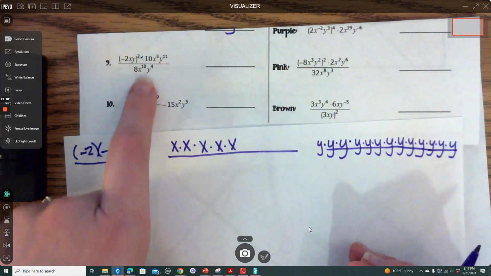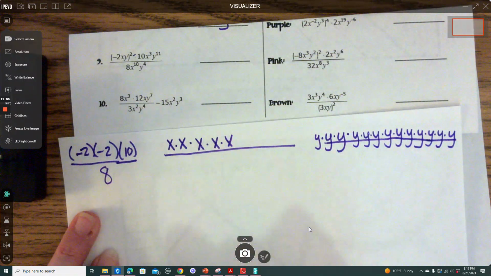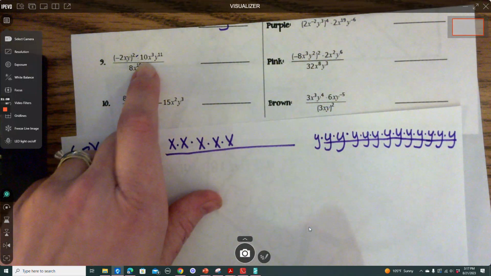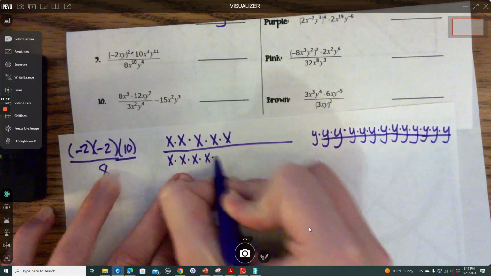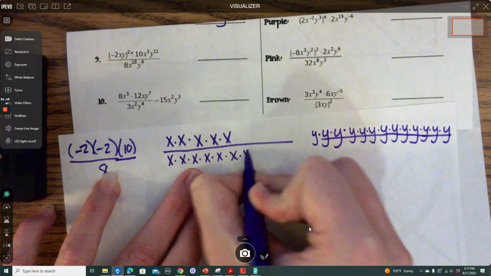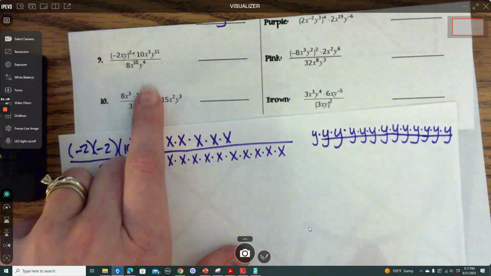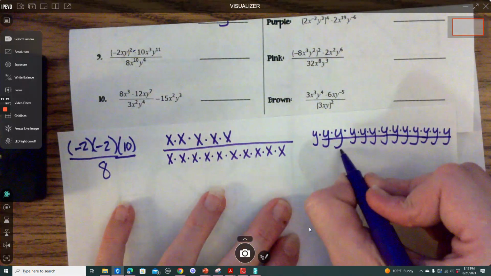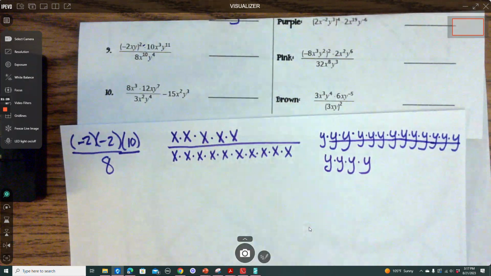All right, and then I've got the bottom. So I got an 8, so that goes with the numbers on the bottom. I got 10 x's. 1, 2, 3, 4, 5, 6, 7, 8, 9, 10. And then I got 4 y's on the bottom. 1, 2, 3, 4. Okay.